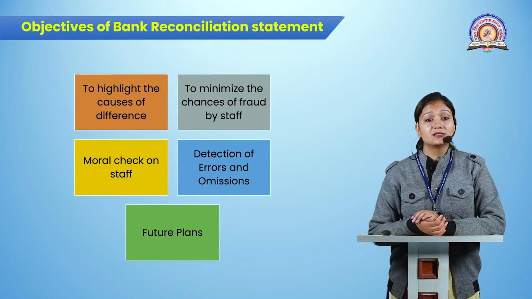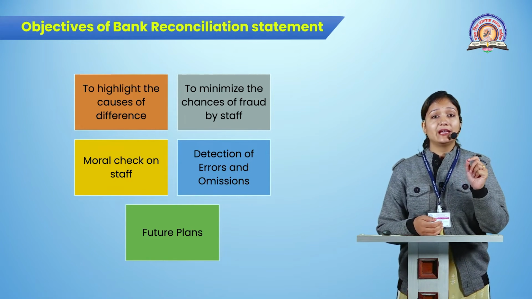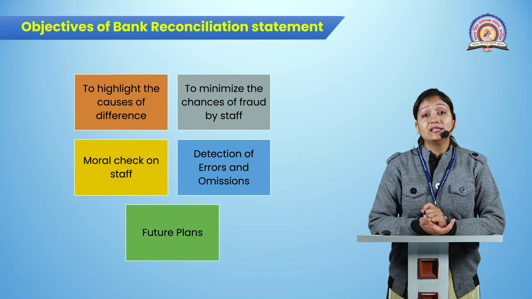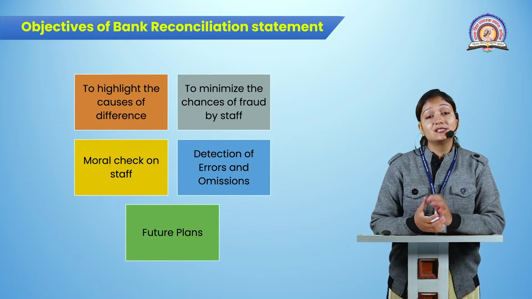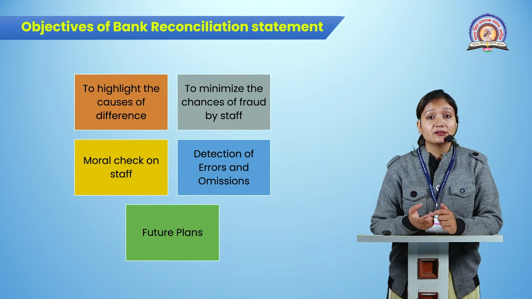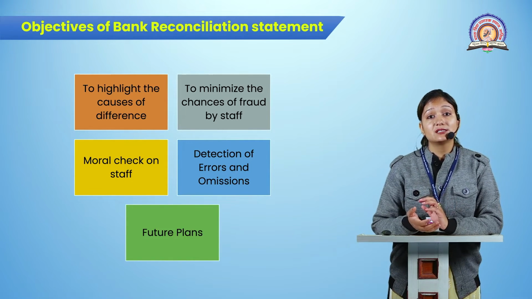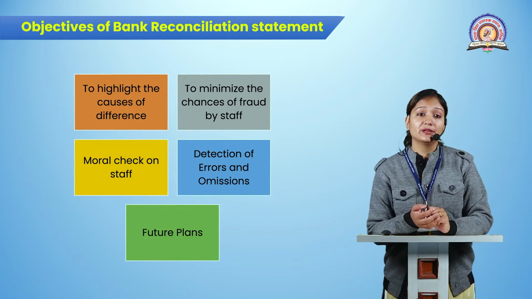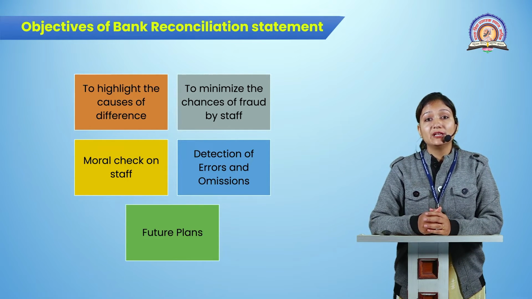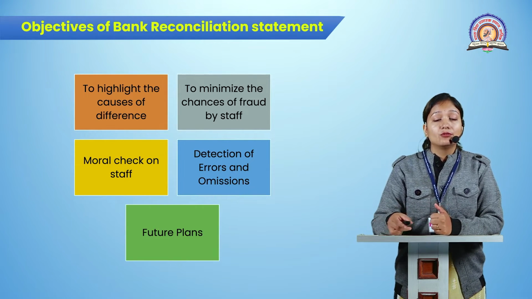Then the next objective is future plans. Why future plans? Because when I know my cash book and my passbook, it is easier for my company, or for me, to know the position of the business entity, what should be done, what the different sources are, and what different transactions I can make with the bank. So I can make future plans for my company through the BRS. Understood about this? These are the objectives.